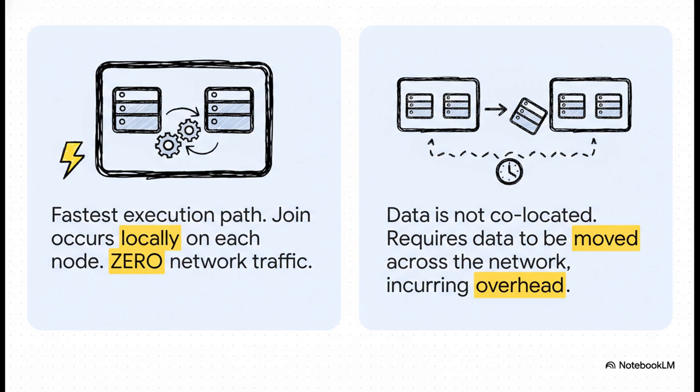And why is that so great? Because it means there is zero network traffic. On the other hand, a distributed join means the database has to shuffle data between machines over the network, and that network hop is almost always the biggest bottleneck.